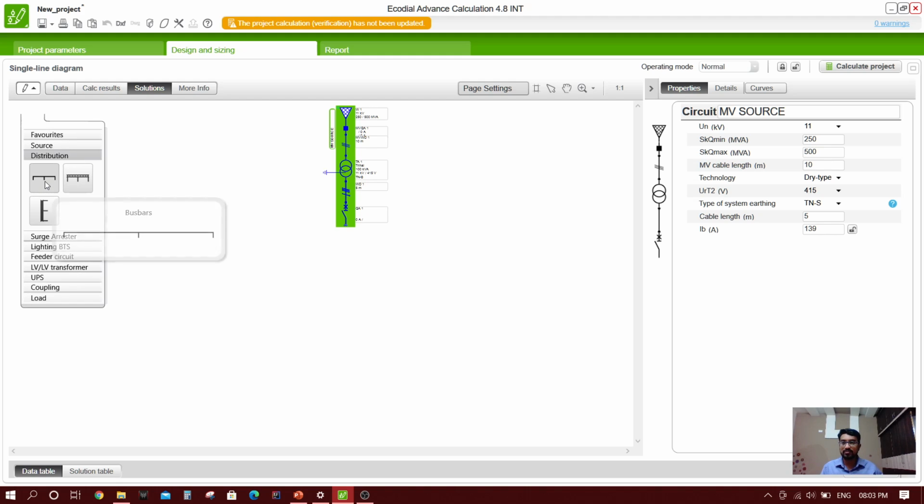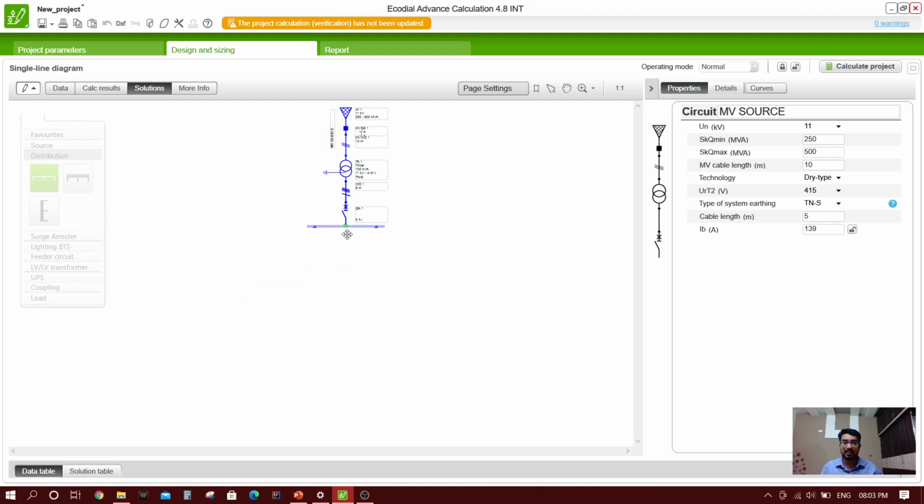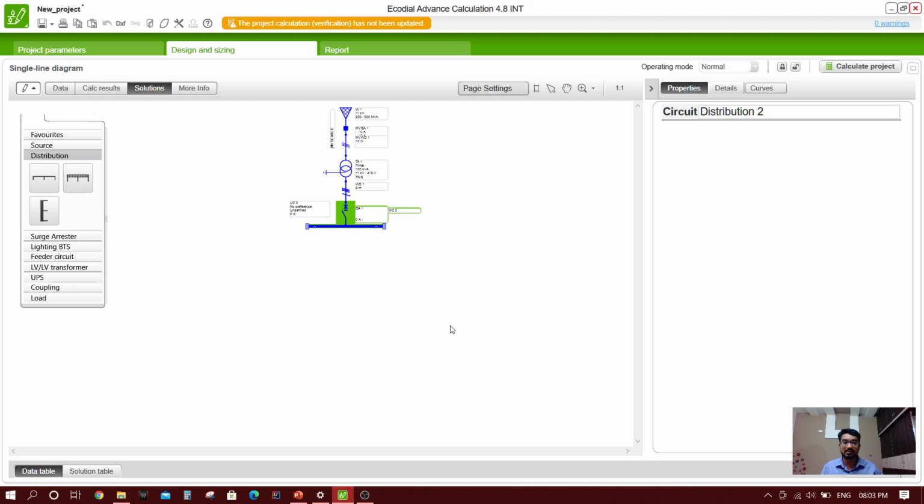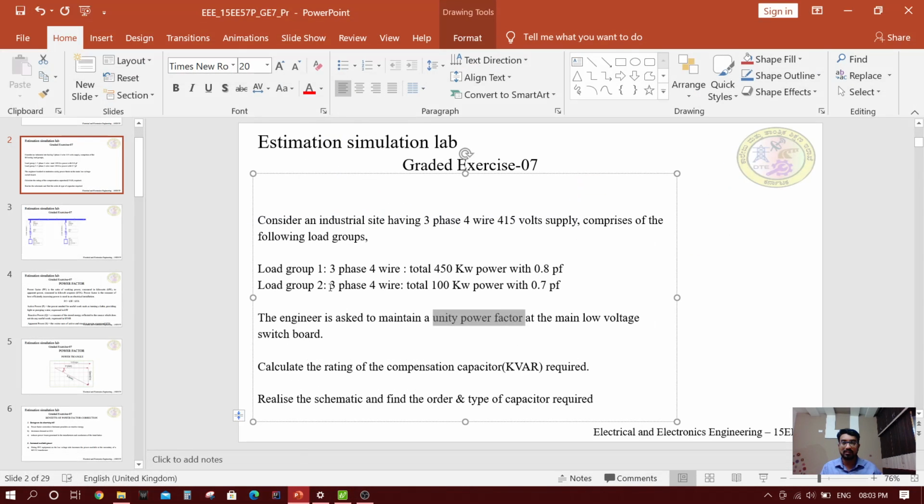Now go to distribution, select the bus bar, drag and drop it on the work area like this and make the connection with the source. After doing that, drag and increase the length of the bus bar so it can accommodate two loads along with the compensation capacitor. Now let us see the two loads that are given. Load group 1 is 450 kilowatt operating at 0.8 power factor and load group 2 is 100 kilowatt operating at 0.7 power factor.